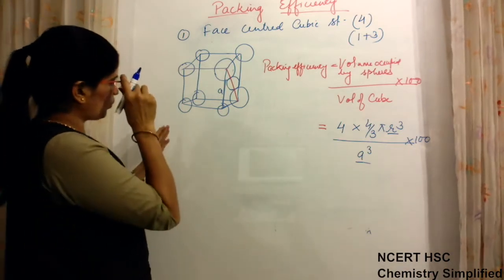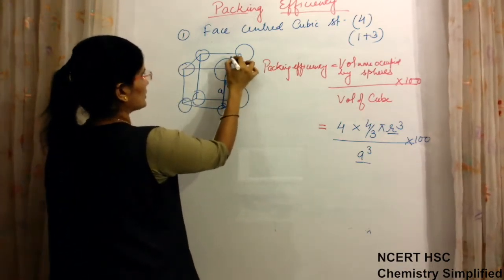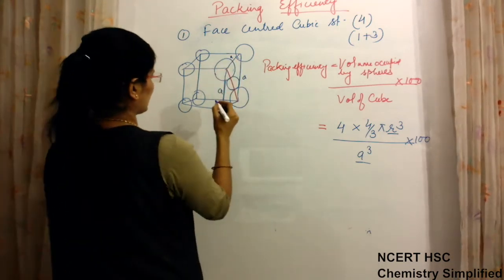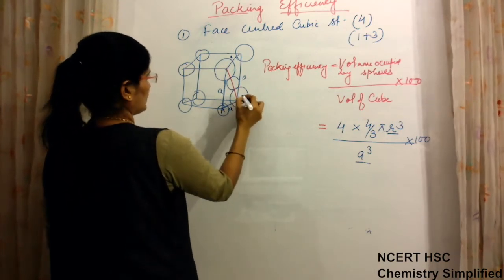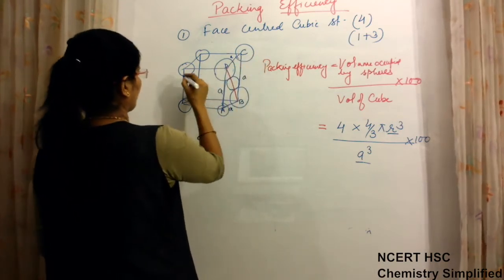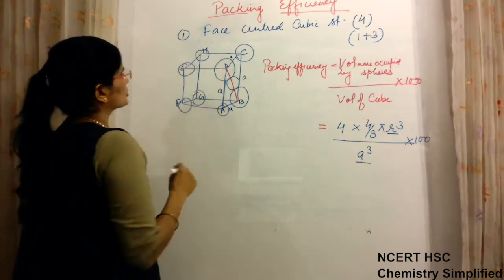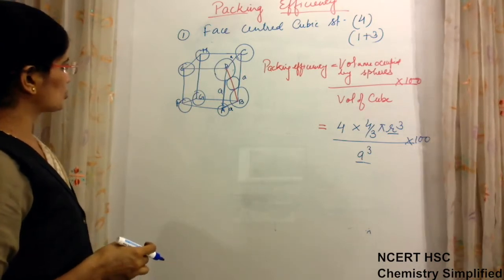Okay. Now what we have to do to find this: this is a, this is a, this is a, and this is a, because these are the sides of the cube. Okay, let me write it here. A, B, C, D, E, F, G and H. I have just given the numbers to the points.